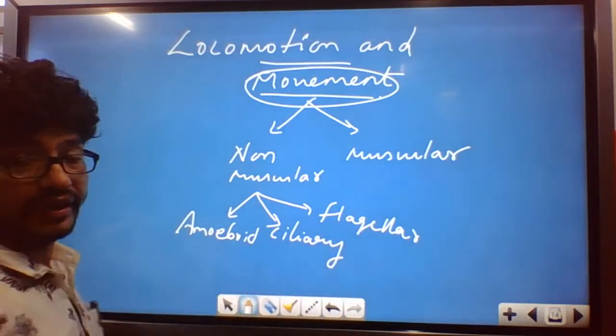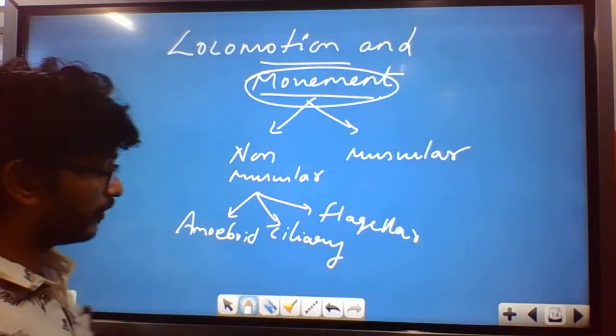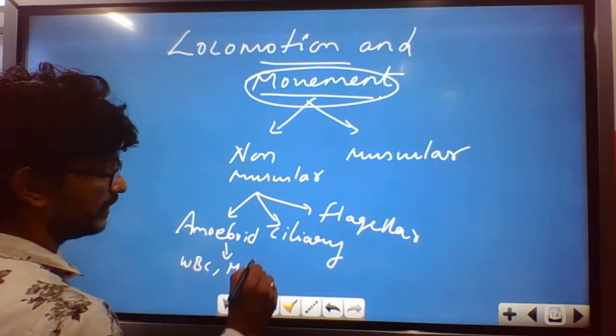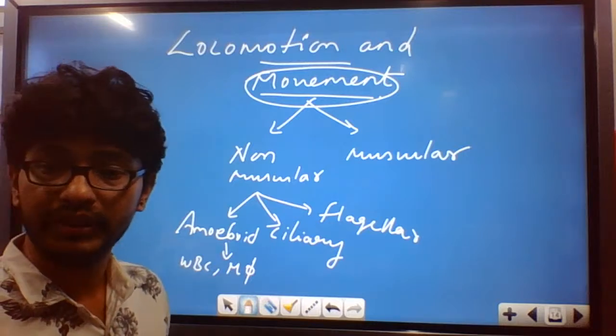For amoeboid movement, for example, you take most of the macrophages, WBC, macrophages, the many blood cells, if you would have noticed.